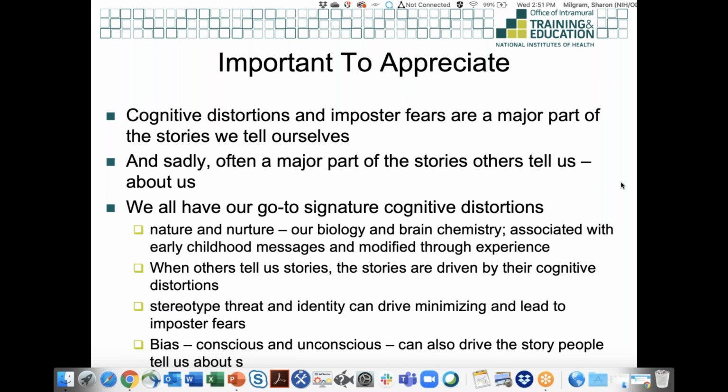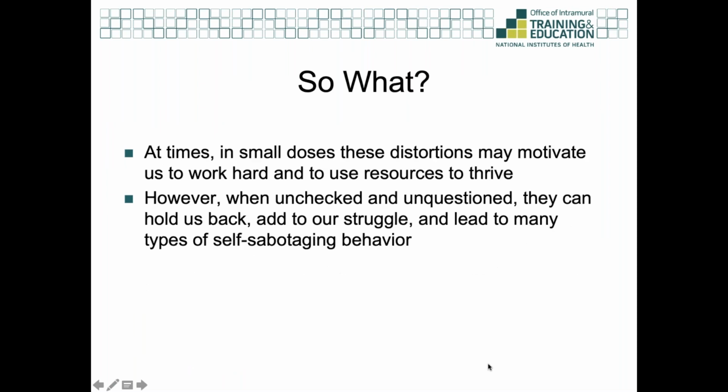And furthermore, stereotype threat comes from inside, but stereotypes come from outside, and bias and people behaving based on stereotype, whether that's conscious or unconscious, can also drive the stories people tell us about us. And so this is cognitive distortions and imposter fears are an internal threat, but they are also an external threat, meaning that they can come from inside or from outside.